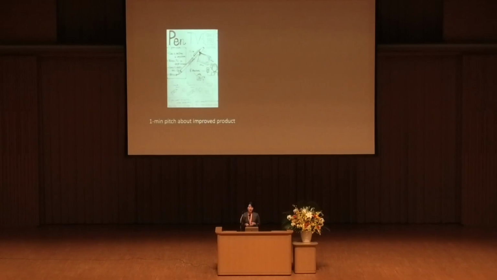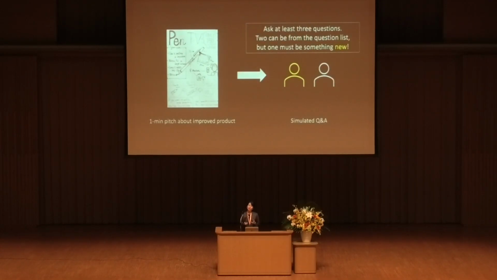So this is how I actually set up the task. Using a poster that they had created earlier on, each student gave a 1-minute pitch about their improved product. And then they engaged in a simulated Q&A. They were told to ask at least 3 questions. And they were told 2 questions can be from the question list that we had been working with. But 1 must be something new. I wanted to include this surprise element to increase complexity so that we can approximate real-world demands.